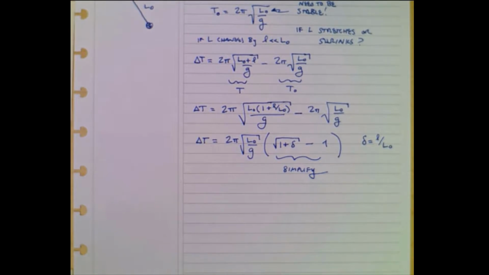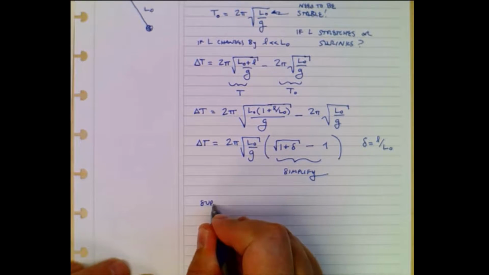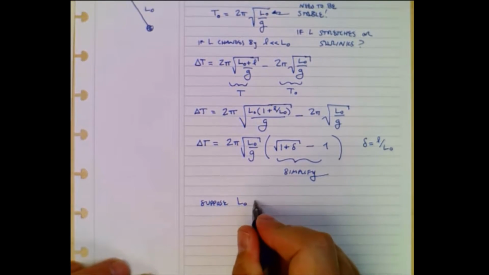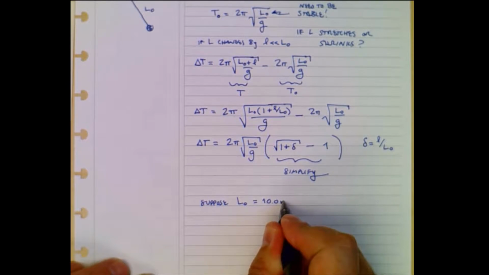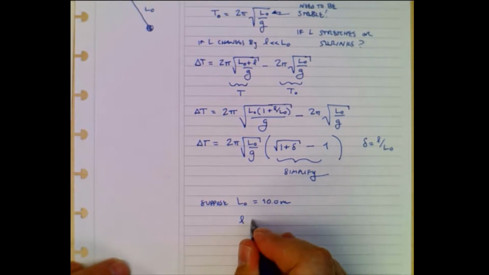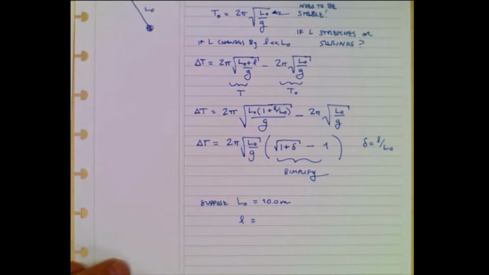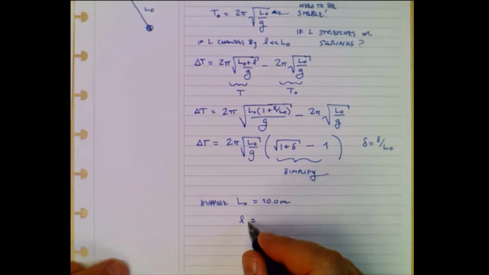And it may turn out to be really, really important to simplify that, because let me just give you an example. Suppose L0 was 10 meters. And let's suppose that little l, that little stretch that the pendulum string underwent for whatever reason, maybe it's aging, it's just getting older, or maybe it got warmer outside by a little bit, changed by, let's say 50 microns.